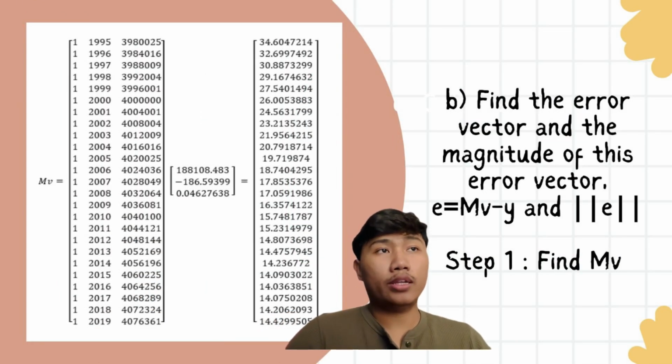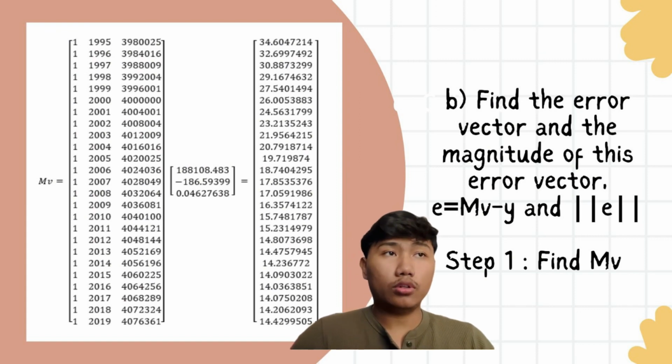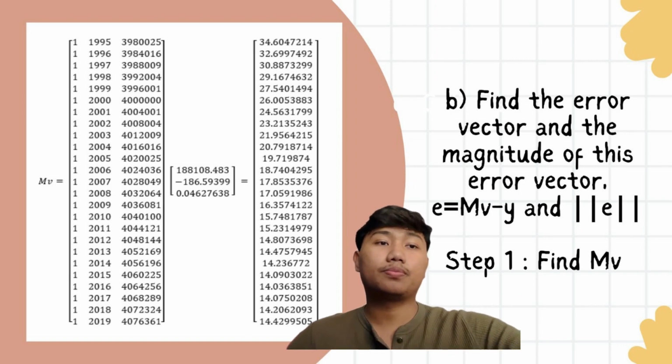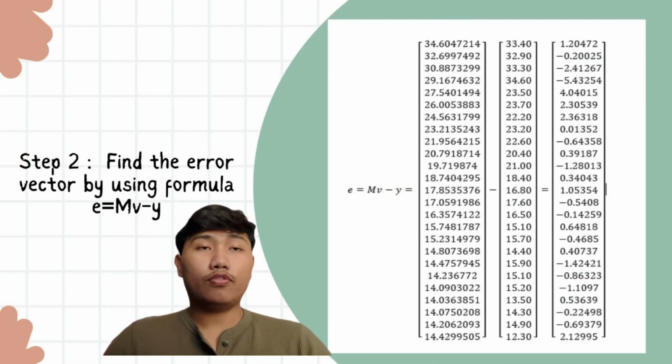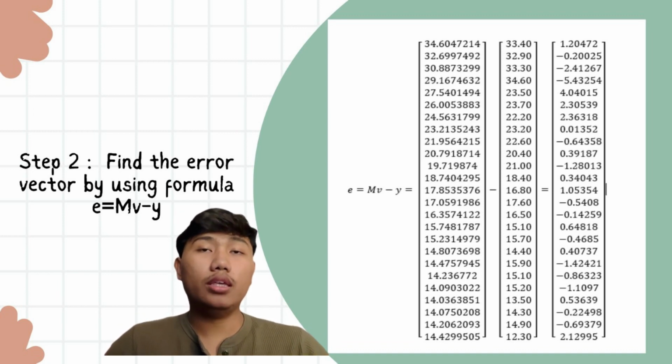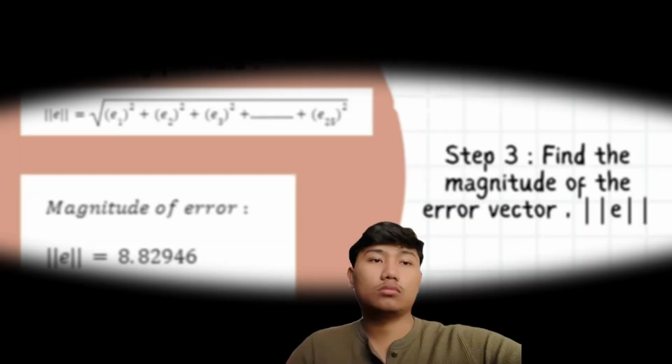After that, we need to find the error vector and the magnitude of this error vector, which is error vector equal to MV minus Y. So step 1 is we need to find the MV first, which we calculate by multiplying matrix M with the value of V that we got before. Then use the information to find the error vector by using the formula E equal to MV minus Y.